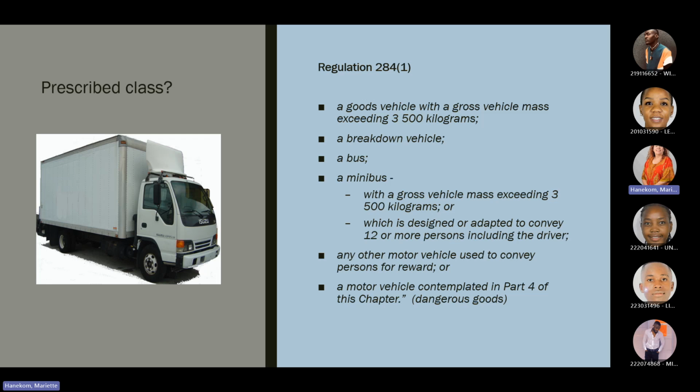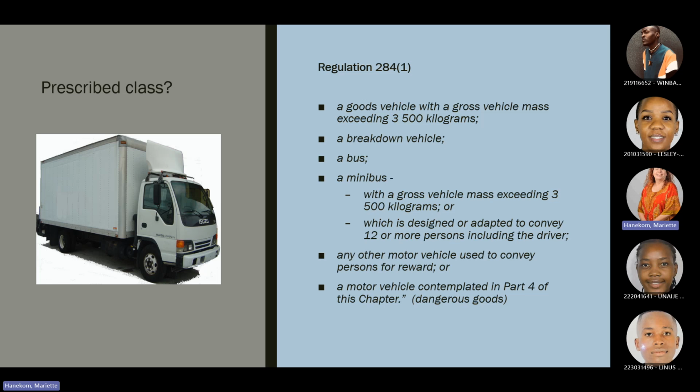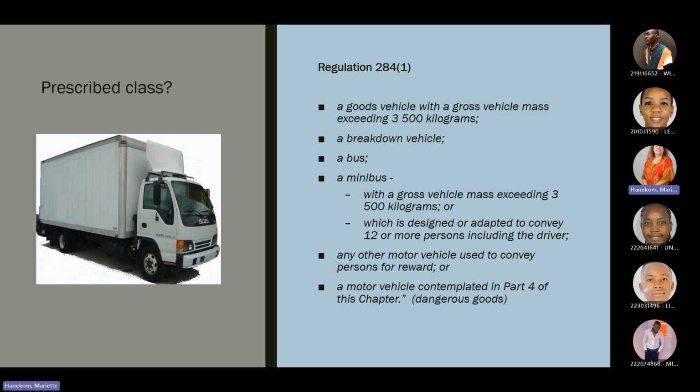Any motor vehicle used to convey persons for reward, so a taxi, and then any motor vehicle contemplated in Part 4 of this chapter. Part 4 of the chapter refers to dangerous goods, so any motor vehicle used for the transportation of dangerous goods. So for any of those vehicles, in addition to the registration and licensing of the vehicle, the operator of the vehicle must register, irrespective of whether this vehicle is used for reward or not.